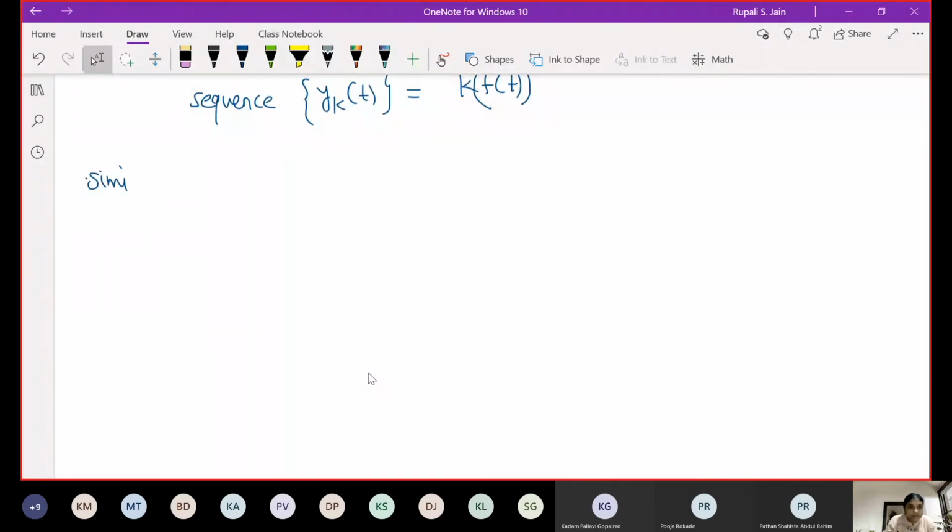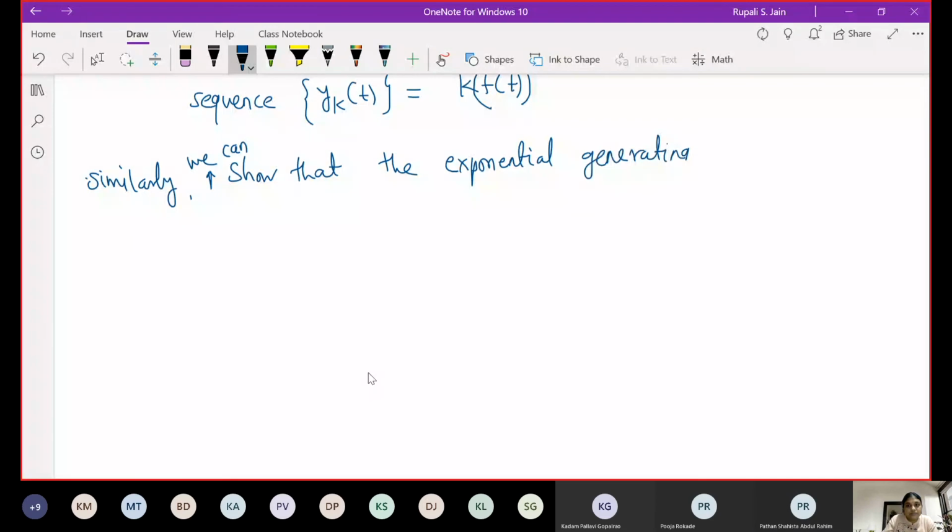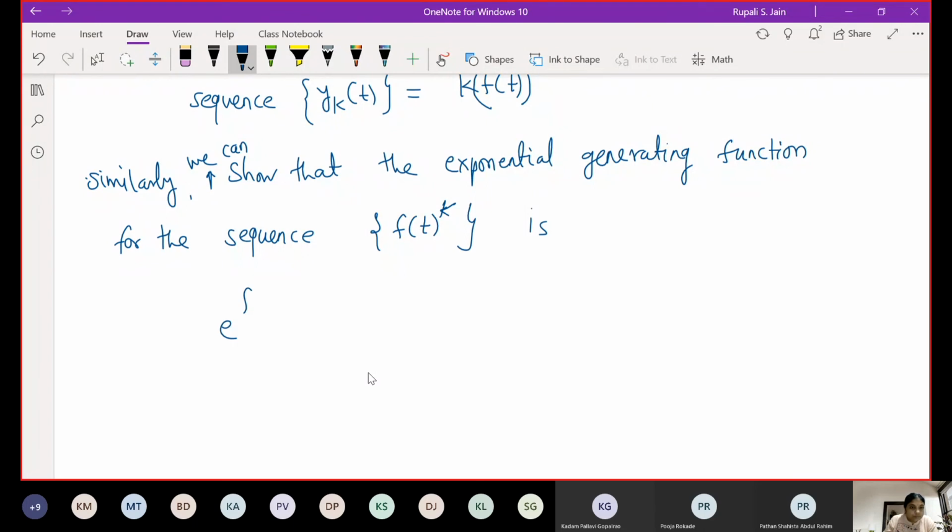Similarly, we can show that the exponential generating function for the sequence f of t raised to k is given by summation k equal to 0 to infinity f of t raised to k x raised to k upon k factorial.